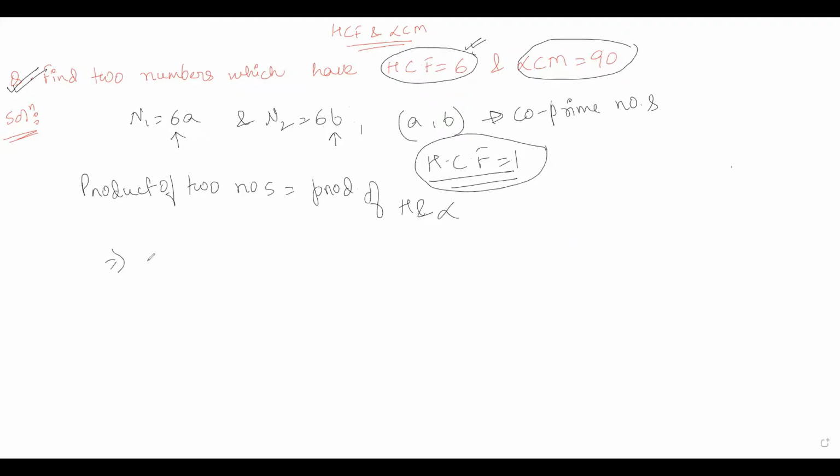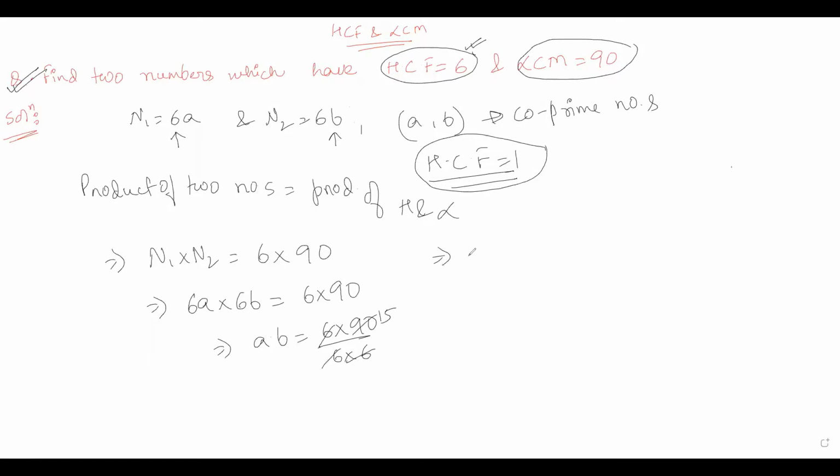So can we say that N1 times N2 would be equal to 6 times 90, or 6a times 6b would be 6 times 90, which implies a times b can be written as 6 times 90 upon 6 times 6. So this 6 cancels and this would be 15. So that means the product of two co-prime numbers ab would be 15. So now we need to check the possibilities in which the product of two co-prime numbers comes to be 15.